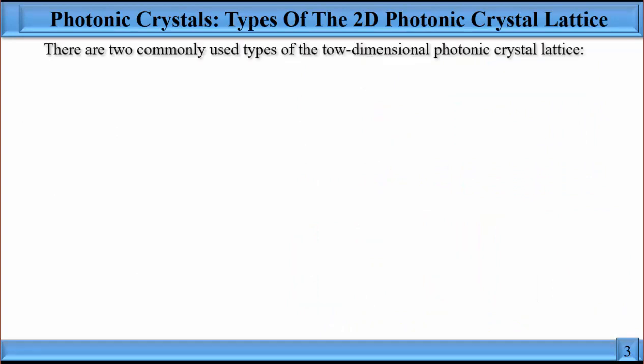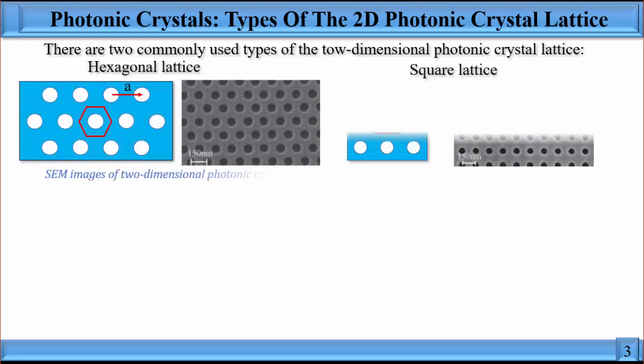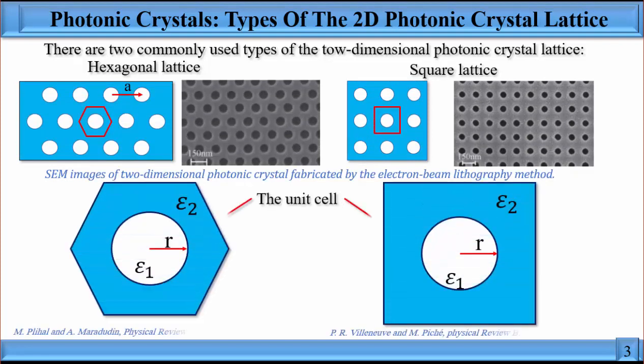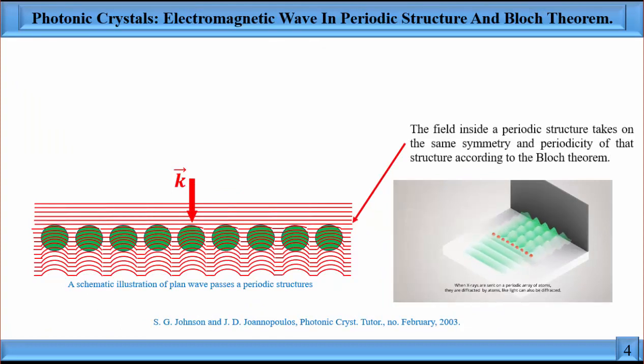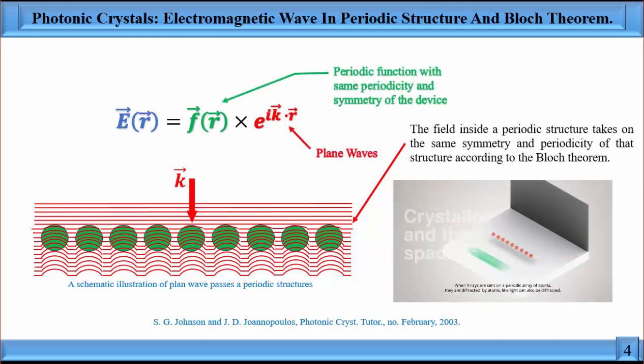Slide 3. Types of the 2D photonic crystal lattice. There are two commonly used types of the 2-dimensional photonic crystal lattice: hexagonal lattice and square lattice. Slide 4. Electromagnetic wave and periodic structure and Bloch theorem. The field inside a periodic structure takes on the same symmetry and periodicity of that structure according to the Bloch theorem. Periodic function with same periodicity and symmetry of the device.